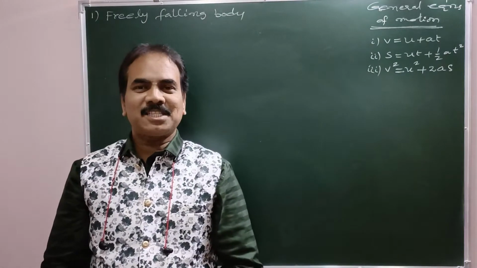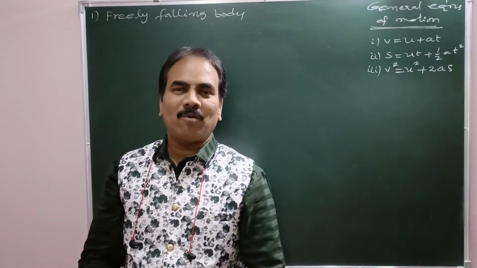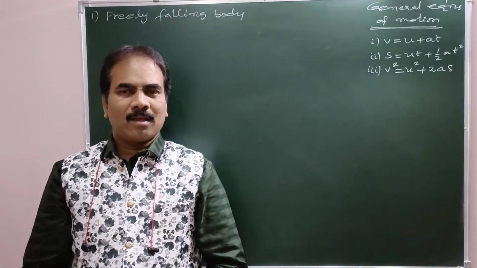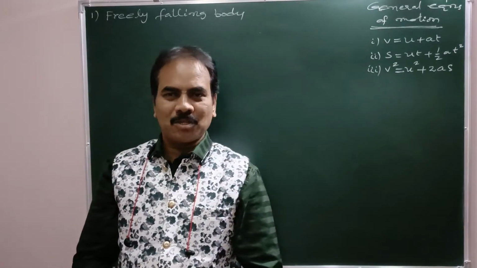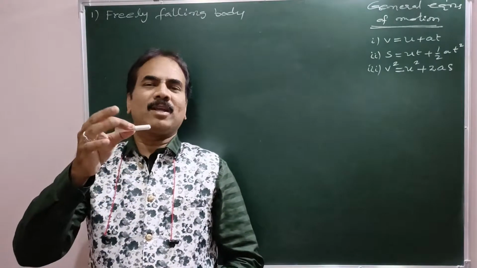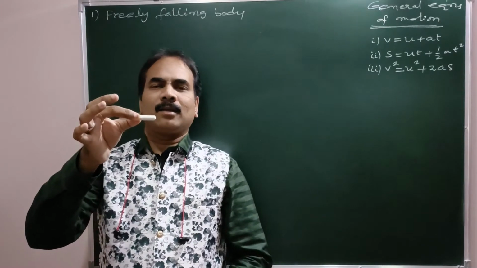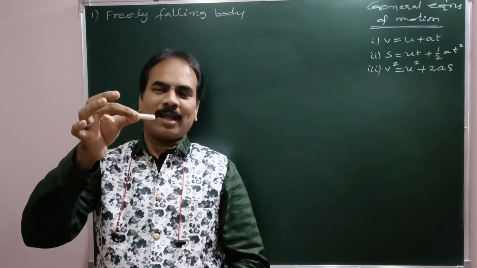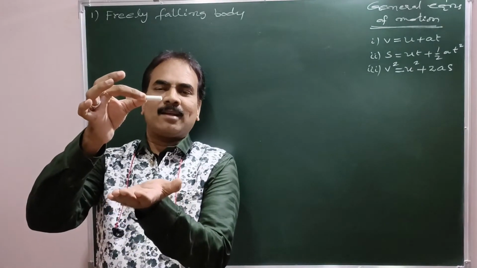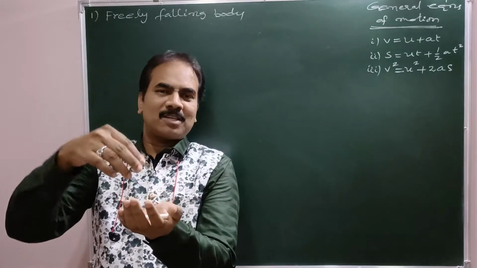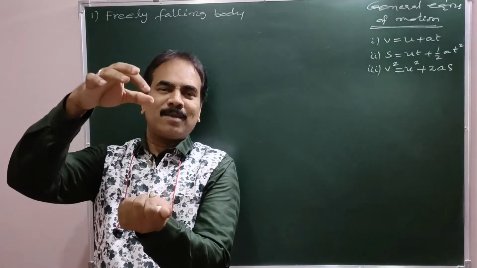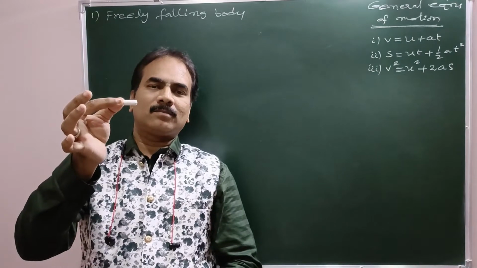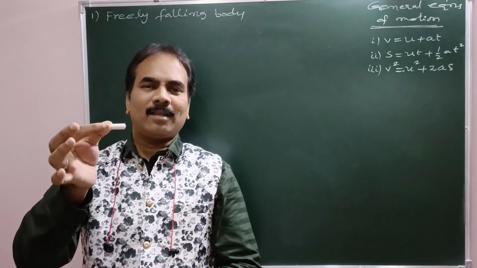Let us see the equations of motion in the case of a freely falling body. What do you mean by a freely falling body? It means the initial velocity of the body is 0. If this body is simply dropped without projecting, it falls vertically downwards. Without projecting, if it is dropped, then it becomes freely falling.